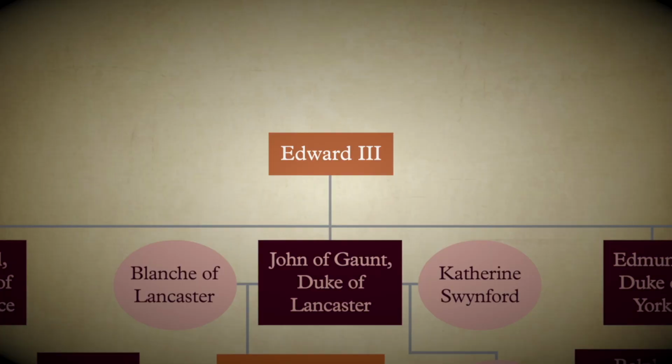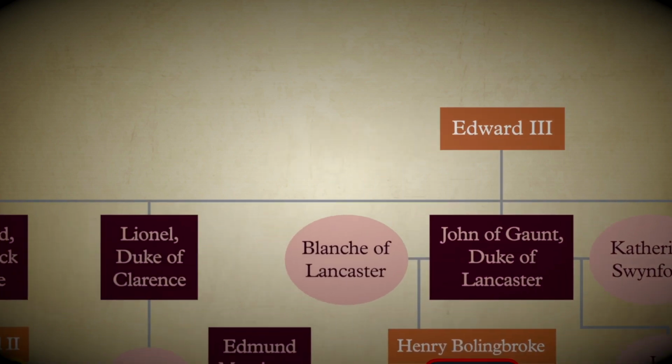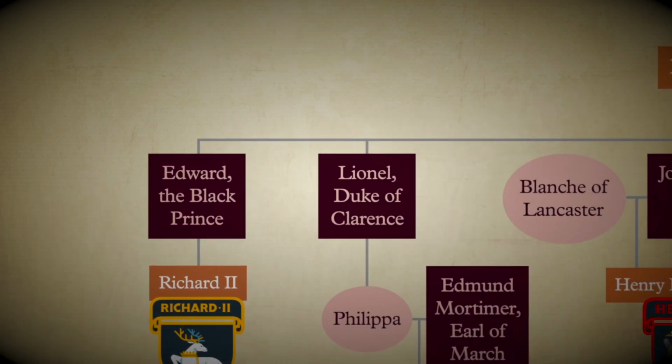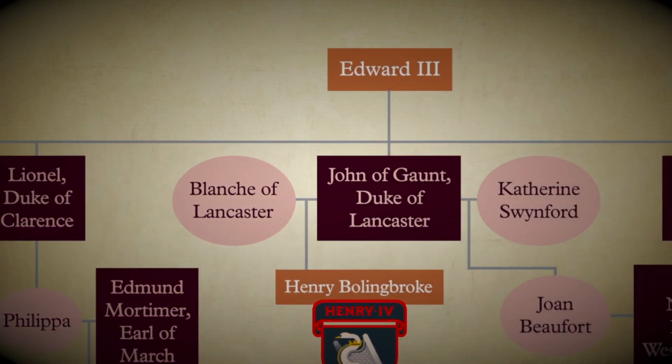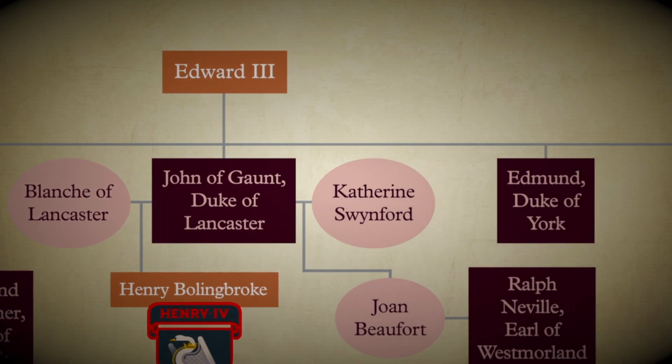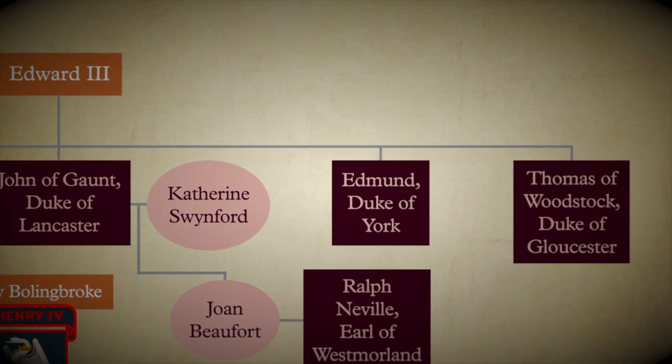Now, to begin with, Edward III, who was King of England, had 5 sons. The firstborn, Edward the Black Prince of Wales, Lionel, Duke of Clarence, John of Gaunt, the Duke of Lancaster, Edmund of York, and Thomas of Woodstock, the Duke of Gloucester.